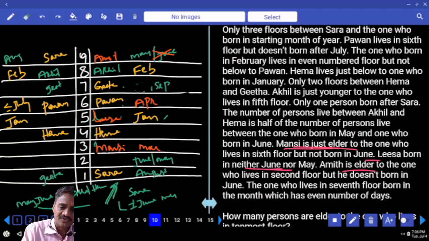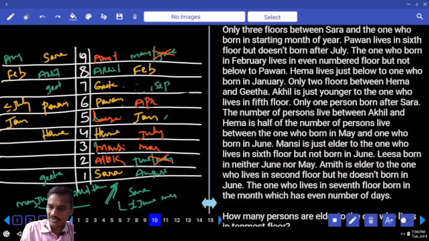Amit must be in the month of May. If Amit is in the month of May, the person Alok must be in the month of June. Then tell me, what is the other month left over here? Jan, Feb, March, March is already done, and April, May, June, July. The second floor, the one who lives on the seventh floor, born in the month which has an even number of days, September. Okay, September, that is an even number of days.